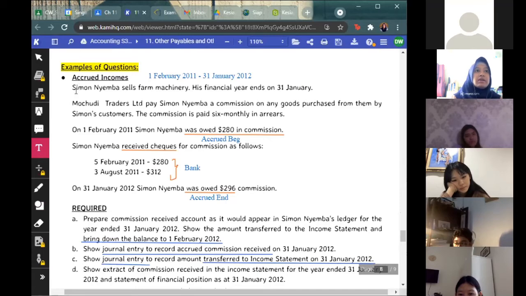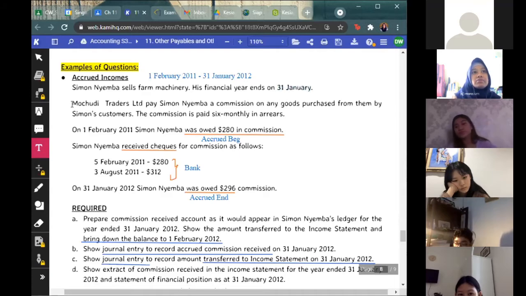Identifying the question. Simon Yemba sells farm machinery. His financial year ends on 31st of January. You are given the ending date. Now we have to find out when the year is.